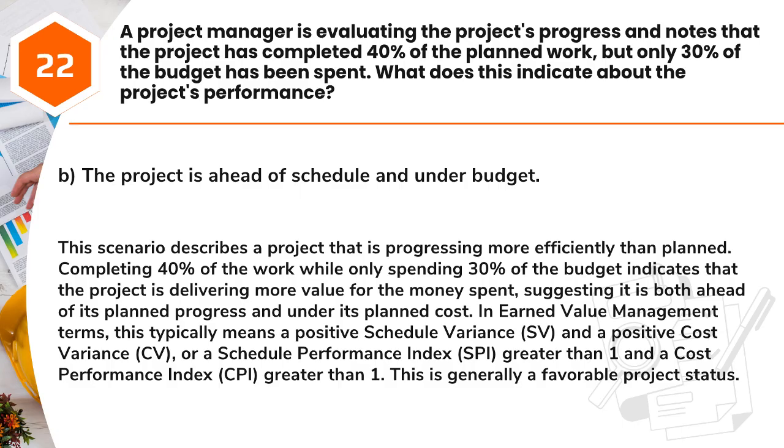In earned value management terms, this typically means a positive schedule variance, SV, and a positive cost variance, CV, or a schedule performance index, SPI, greater than 1 and a cost performance index, CPI, greater than 1. This is generally a favorable project status.